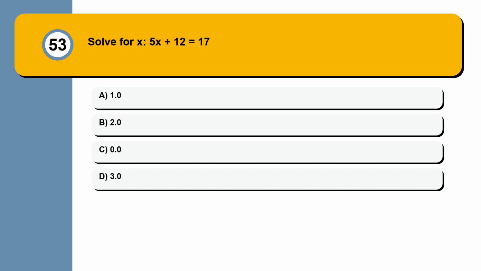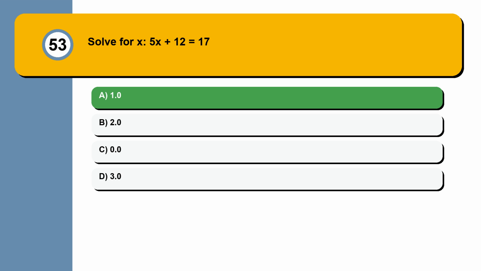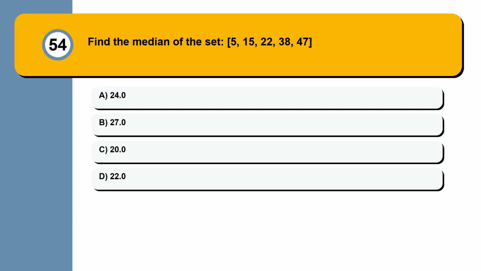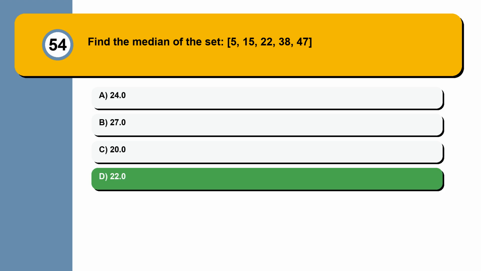Question 53. Solve for x, 5x plus 12 equals 17. 1.0, 2.0, 0.0, 3.0. Subtract 12 from 17 to get 5, then divide by 5 to get 1. Question 54. Find the median of the set 5, 15, 22, 38, 47. 24.0, 27.0, 20.0, 22.0. Calculated result is 22.